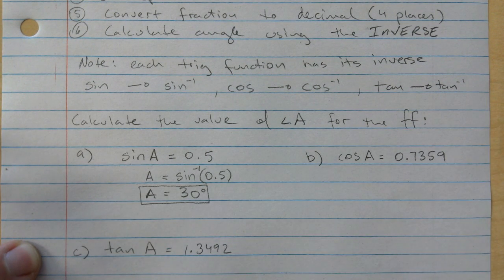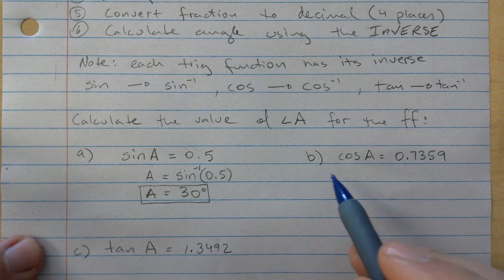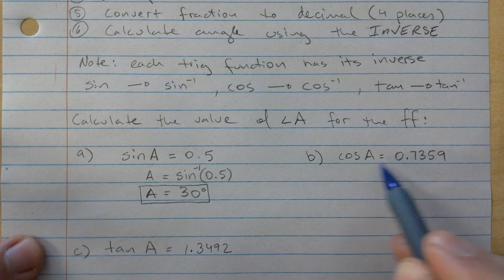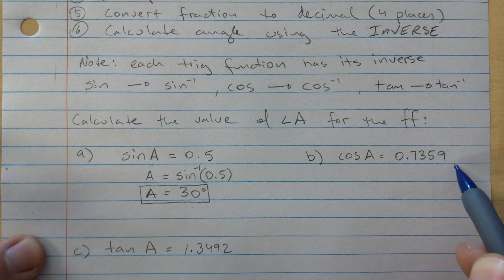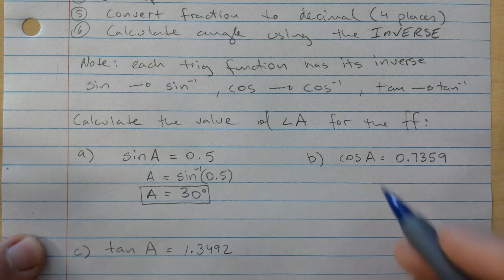So you're almost going backwards, right? We will do a bunch of examples and hopefully it will make more sense to you. Cosine of A is 0.7359. So there's a decimal that has 4 places. It could have as many as you want, okay?